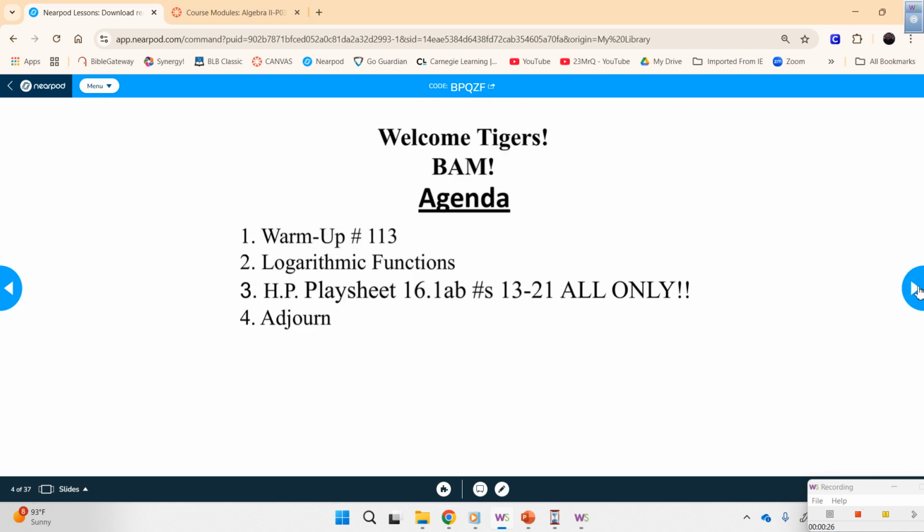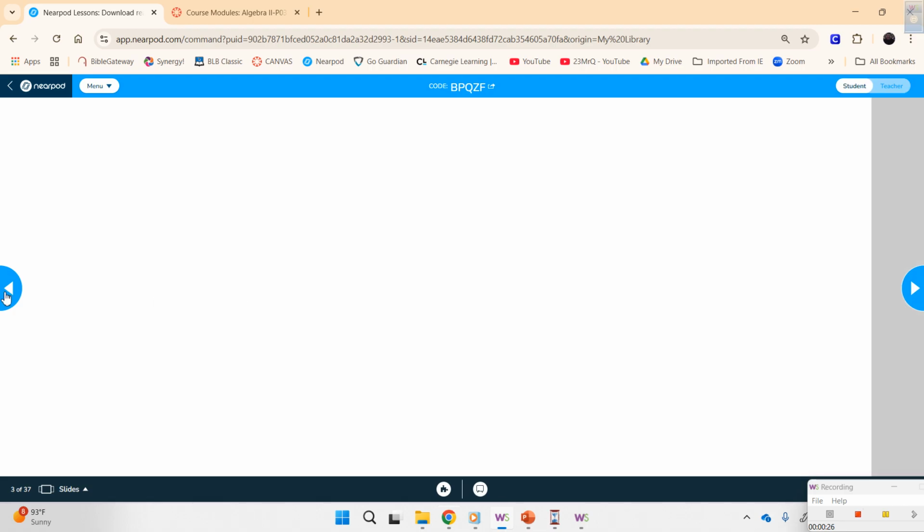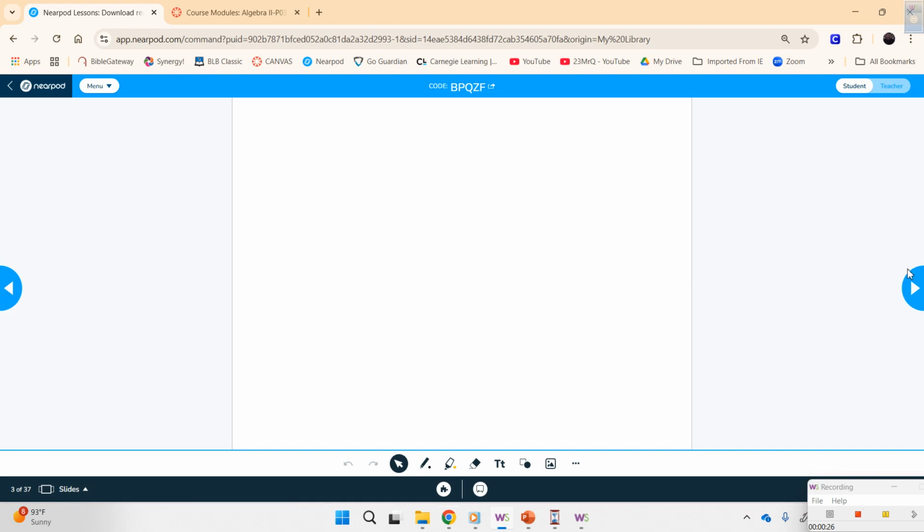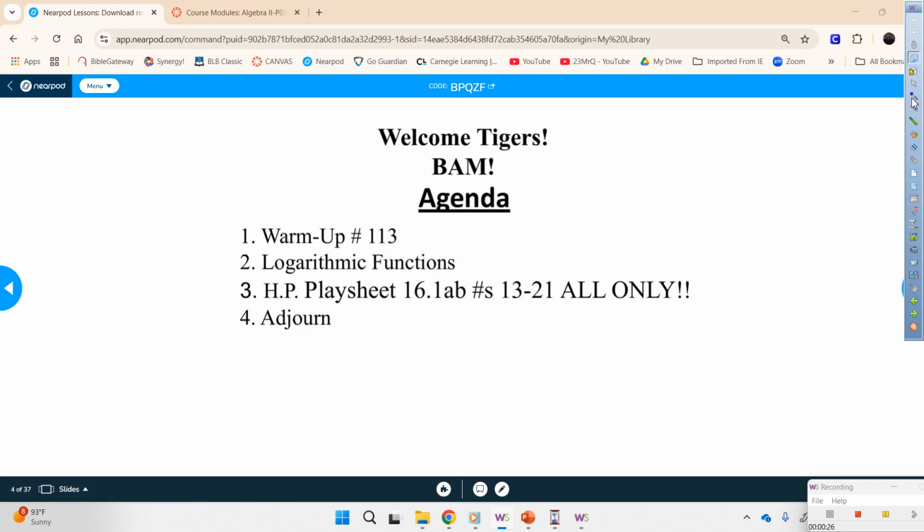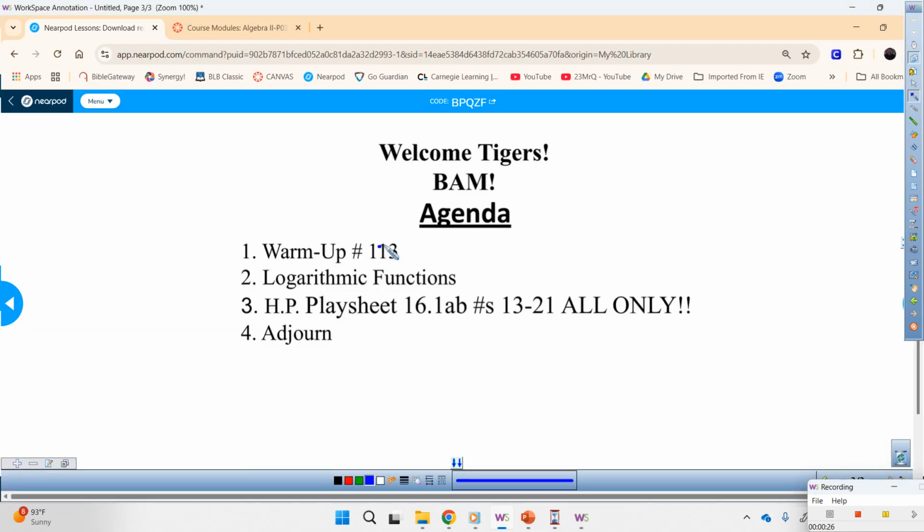Copy the agenda, please. Warm up 126, my bad. Warm up 126. Done. Logarithmic functions. Today we're going to wrap this up with some more properties. And tonight's home plate play sheet 16.1 AB, numbers 13 to 21. You'll see those in a little bit. Copy that.